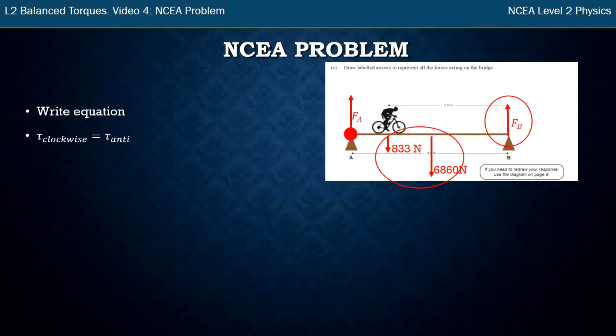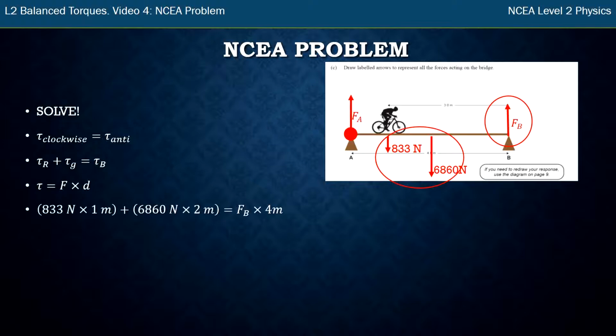So my clockwise torques are balanced by my anti-clockwise torques, and my clockwise torques are the torque from my rider and the torque from gravity, and it's balanced by the torque at B. Now, when we go to solve this, torques are equal to force times distance. So I can't just say that 833 plus 6860 is balanced by some force. I've really got to make sure I'm doing the torques, which is force and the distance combined. So my equation, torque R plus torque G equals torque B, I'm going to expand that for each of those torques.